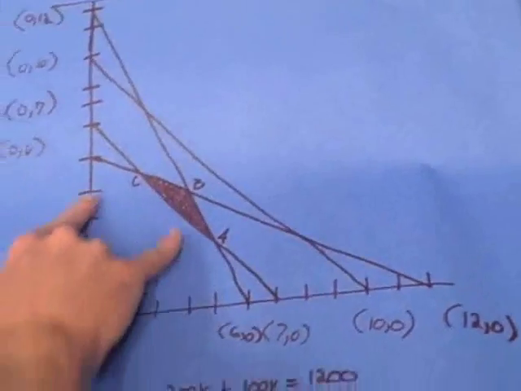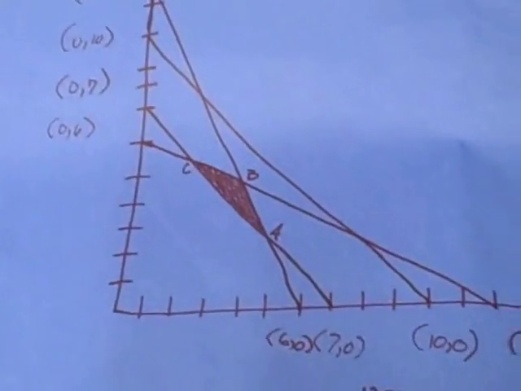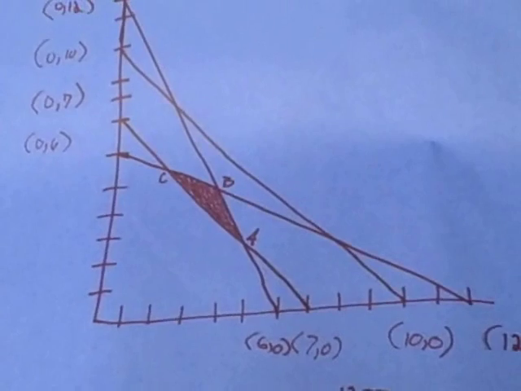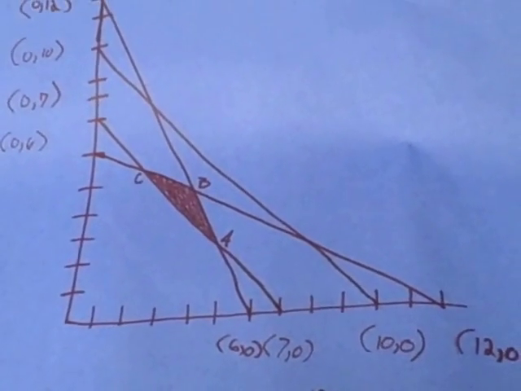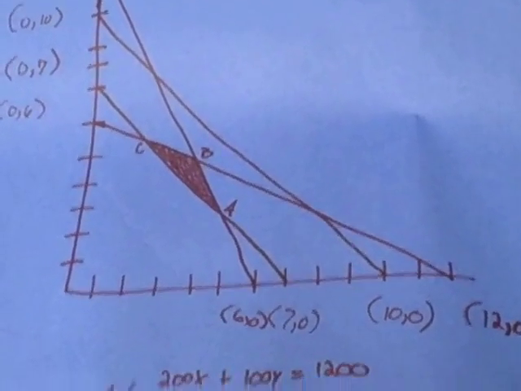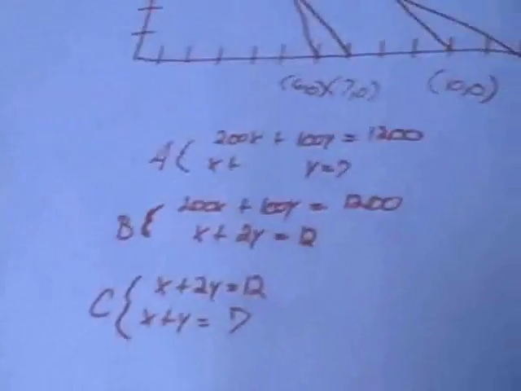Getting all of your points in, you find that... hold on one second, I lost my place. The feasible corner points, yeah, that's the phrase I was looking for. The feasible corner points are A, B, and C.